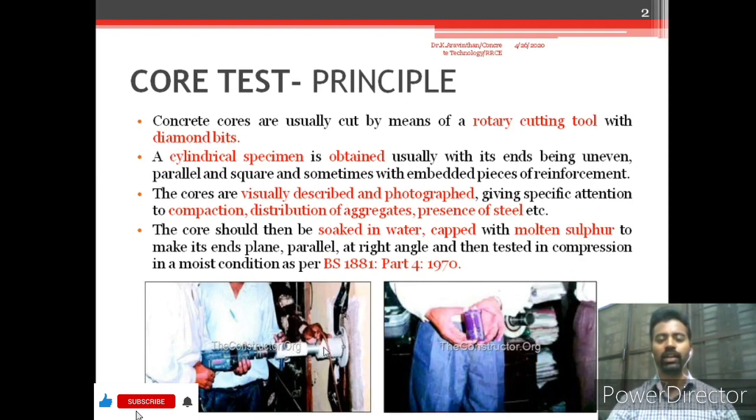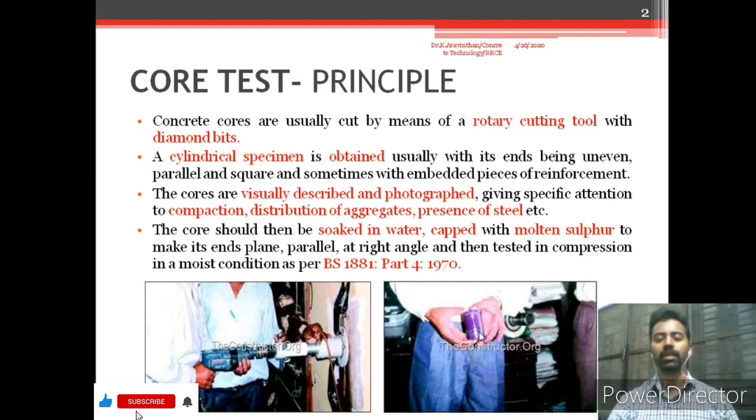There is a rotary drill here. This will rotate and it will penetrate into the concrete surface. This is the concrete surface. It will penetrate into the concrete surface, and you can cut that, you can remove this part by using this equipment. After removing, you can see a cylindrical specimen has arrived as a sample.